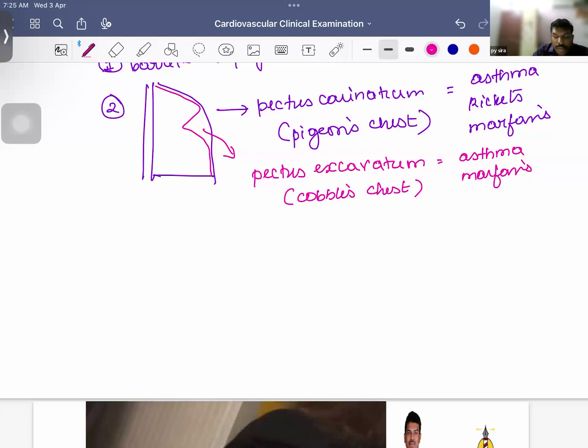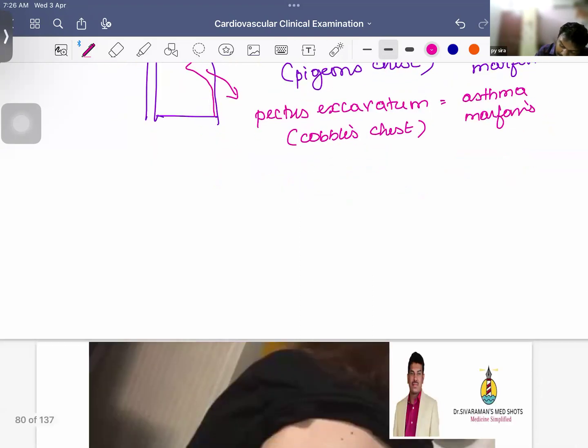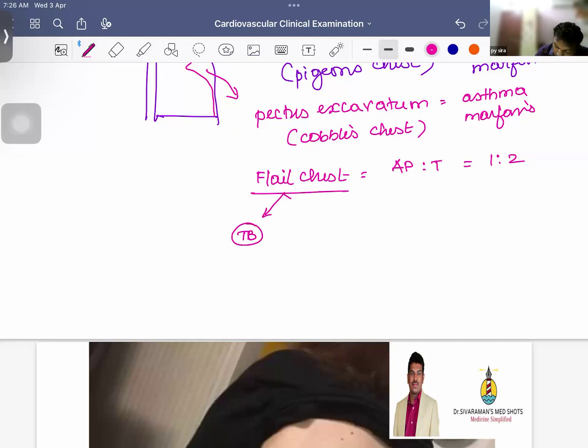Complex chest. Okay, so this is very important. These are a few chest wall deformities which you are going to say in your exam. Then you can also have a flail chest, when the AP to transverse diameter is going to be 1:2. It is usually seen in tuberculosis and fibrothorax. So this is very important.